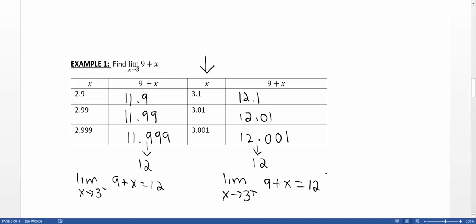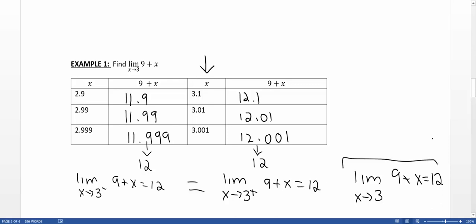So both the limit from the left and the limit from the right exist. Now, because these two limits are equal, because they are the same, that means that the limit as x approaches 3 of 9 plus x is going to equal 12. Because these are equal, this limit exists, and it's the value of 12.